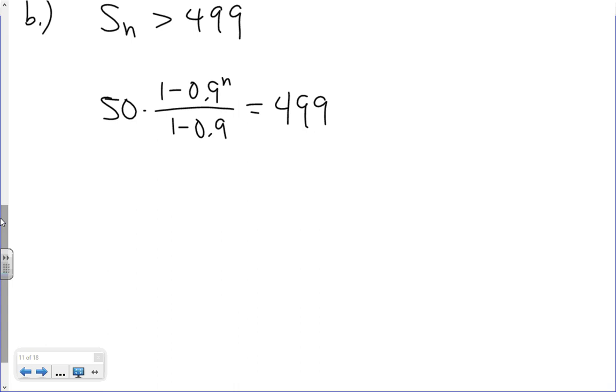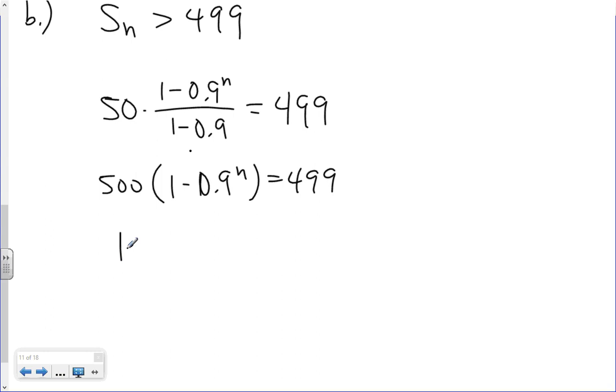All right, so let's simplify this. Well, we've already dealt with dividing by the 1 minus 0.9. That's the same as multiplying by 10. So really what I've got here is 500 times 1 minus 0.9 to the nth power is equal to 499. So let's divide by the 500. 1 minus 0.9 to the nth power is equal to 499 divided by 500.